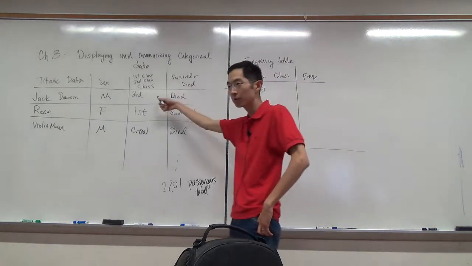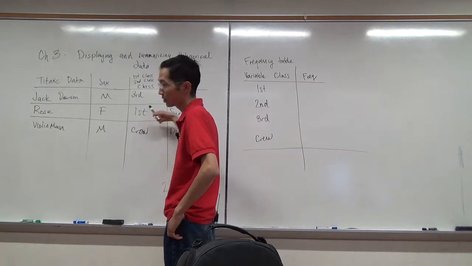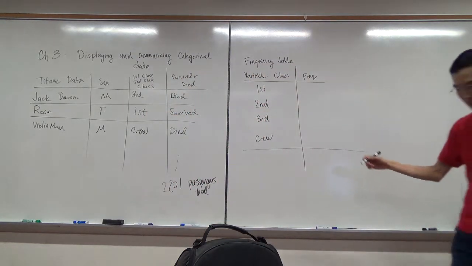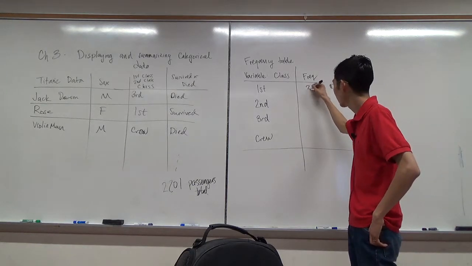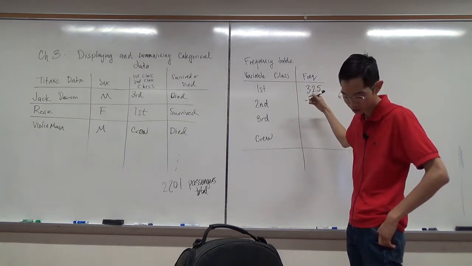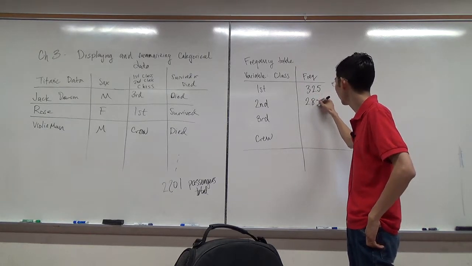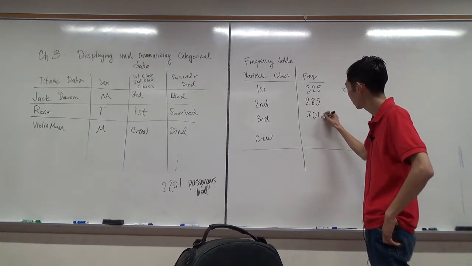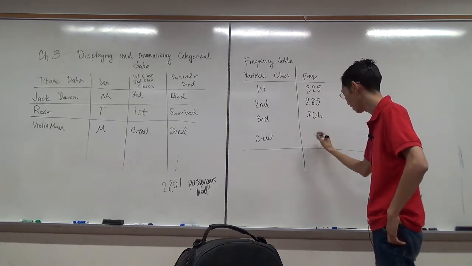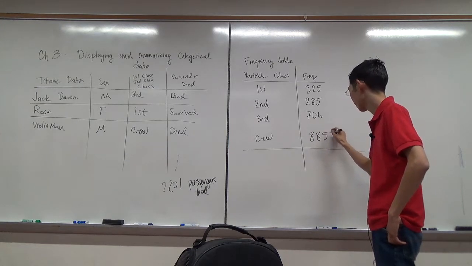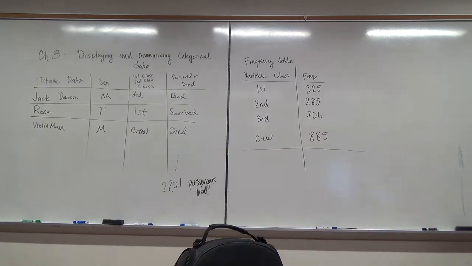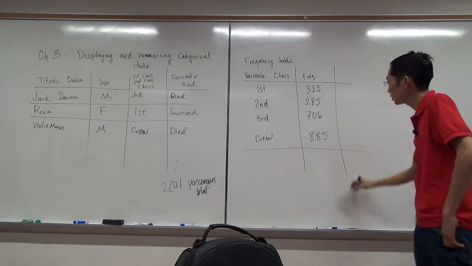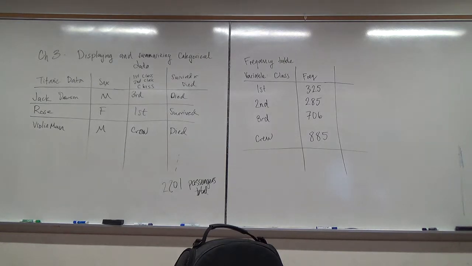And so we would go through and we would say, how many first class passengers, and we'd find Rose, and we'd find, I don't know, Billy Zane's character, and whoever else. There's a total of 325 first class passengers, 285 second class, 706 third class passengers, and 885 crew members. So quite a large crew. And this would serve as a frequency table.